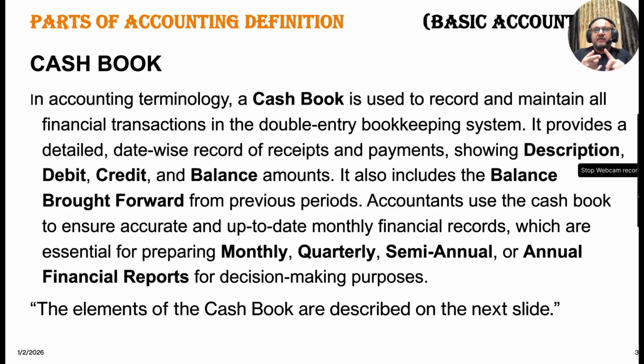for wages, for the machinery, for the purchase of computers, stationery, vehicle fuel, vehicle maintenance. These are called payments, showing description. I told you description. We have to write the description of each transaction. Why? Due to which this transaction happened.